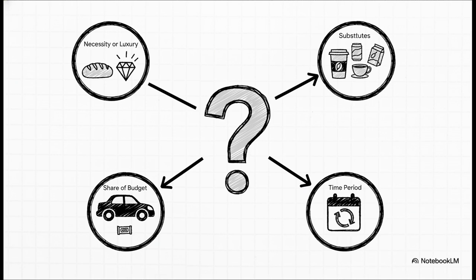So, what makes something elastic or inelastic? Well, it usually boils down to these four things. First, are there a lot of substitutes? The more choices you have, the more elastic your demand is. Then, you've got to ask, is it a necessity or a luxury? And finally, think about how much of your budget it takes up. A 10% price jump on a pack of gum? You won't even notice. A 10% jump on a new car? Yeah, that's a whole different story.